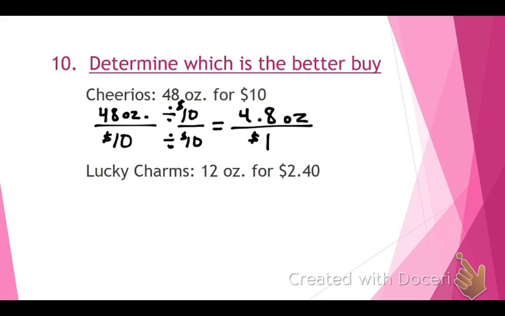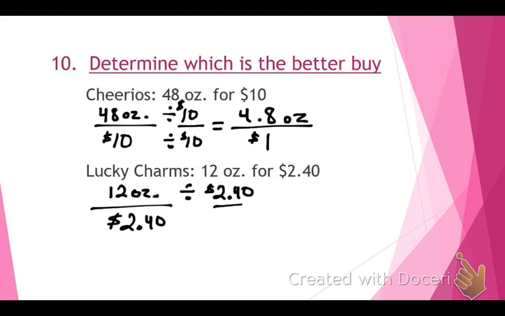Now I've got to figure out how much the Lucky Charms are per dollar. So how do I do that? 12 ounces over $2.40. Okay, and I've got to divide by what? 2.40. 2.40 on top and 2.40 on bottom, because whatever I do to the top, I've got to do to the bottom so that I'm fair. When you plug that into your calculator, don't forget, you must have the units. What would my answer be? Not $5. 5 ounces per dollar.